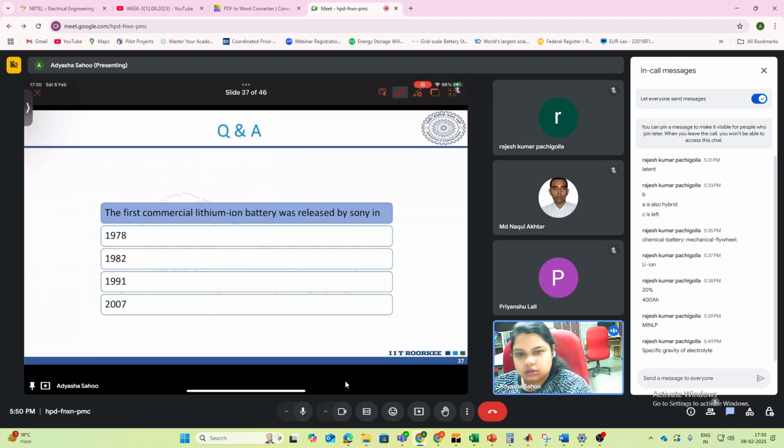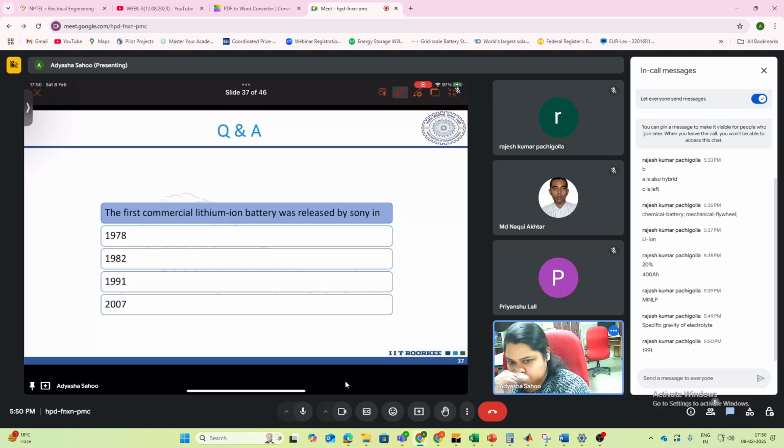The next question is data based. The first commercial lithium-ion battery was released by Sony in which year? Yes, it is 1991.